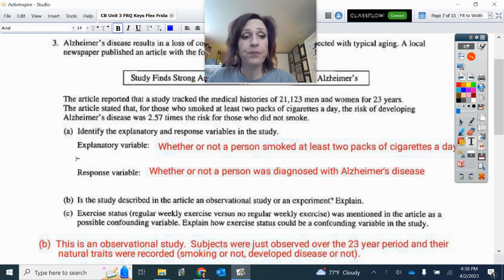So something really tricky here. If you just said smoking for the explanatory variable and Alzheimer's disease for the response, you get marked down to a P. You have to indicate the variability of it, like the explanatory variable is whether or not the person smoked, and the response, whether or not the person developed Alzheimer's disease. It's a variable, so you have to indicate that variability of that statement, not just smoking and Alzheimer's disease.